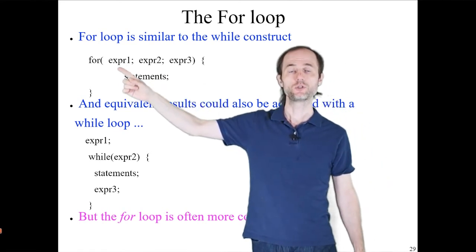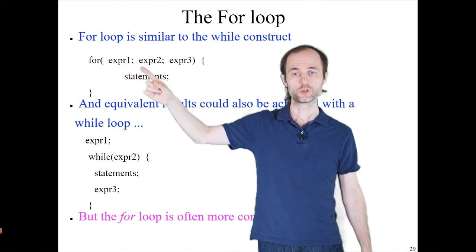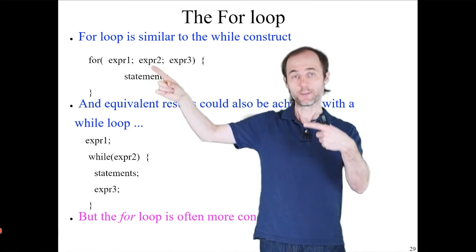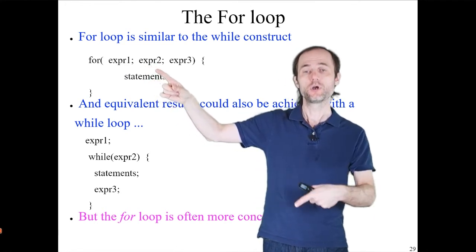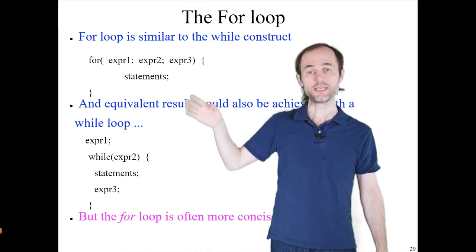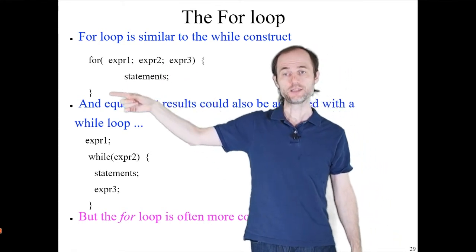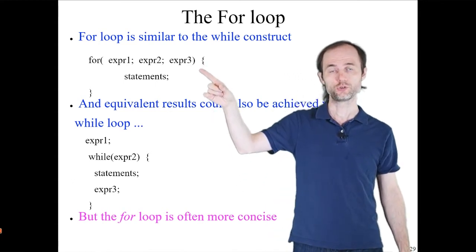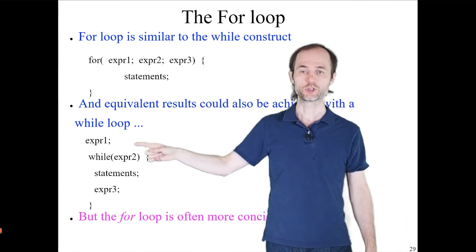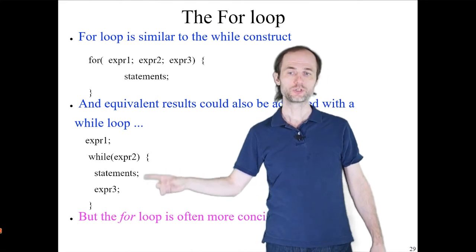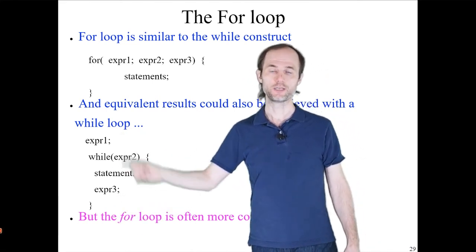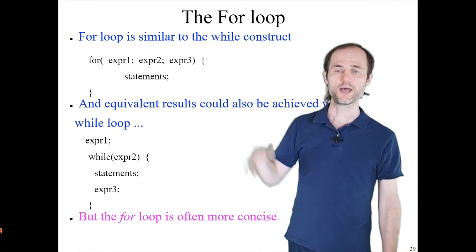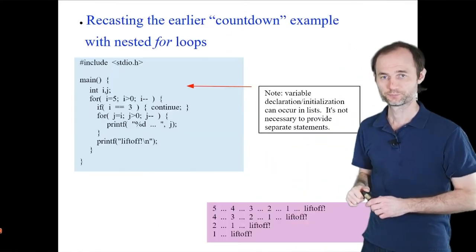Expression 1 is executed before the loop. Expression 2 is checked upon entry into the loop. And expression 3 is performed at the very end of the iteration. So an equivalent code to this for loop would be expression 1, while expression 2 statements, expression 3, and the end of the loop. So this and that are equivalent, but this is much more compact and easier to read.